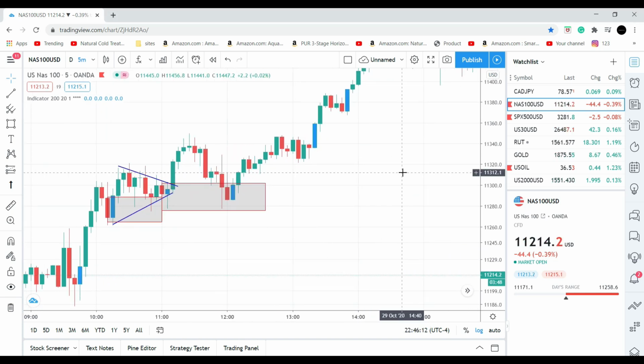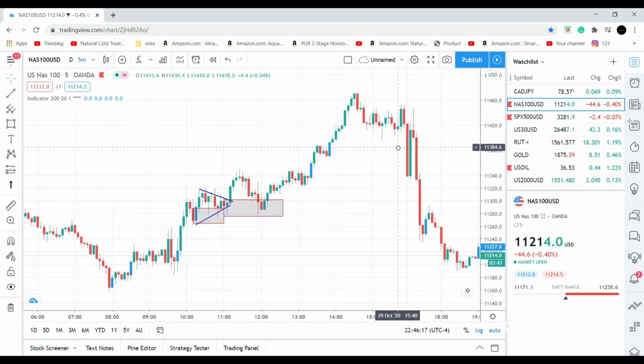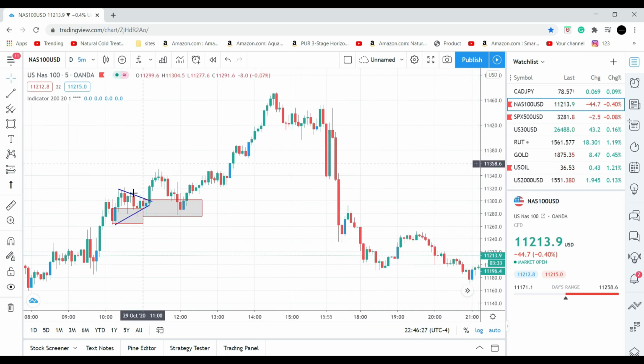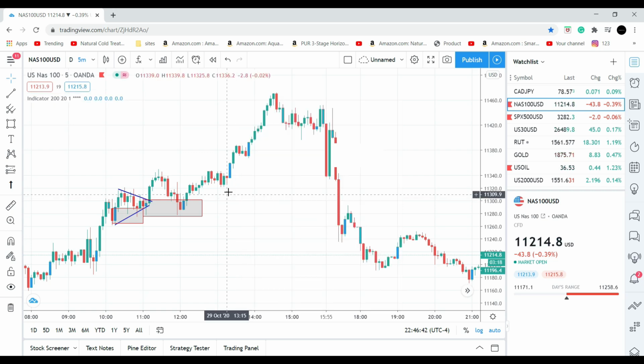Now before we get into that, let me show you guys this real quick. So right now we have the demand zones, right? So the market is shooting up, so we have demand. We're only looking for demand. So there's no reason to look for supply. But the cool thing with this indicator is you can actually turn on supply when you need it. So right now, we could turn on supply.